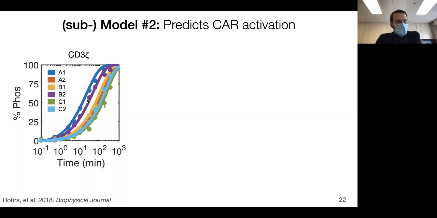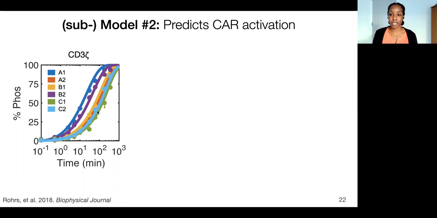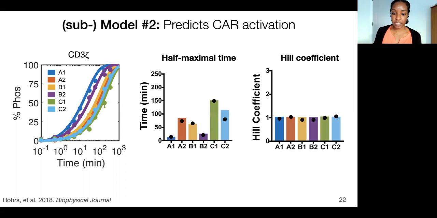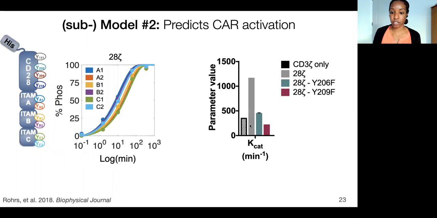But each site has a different rate, is that correct, based on fitting the data? Yes. Okay, I see. So we have a single catalytic rate of phosphorylation for LCK, but different rates of binding, like affinity between LCK and each of the sites, right? So it binds first and then it mediates phosphorylation.